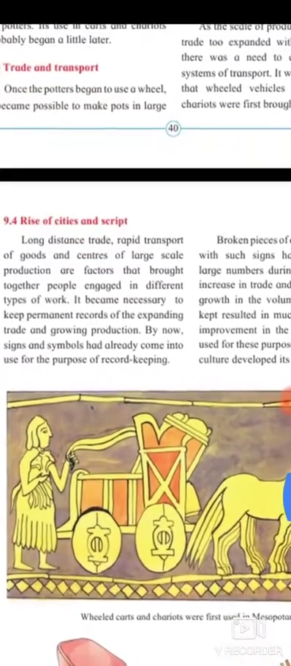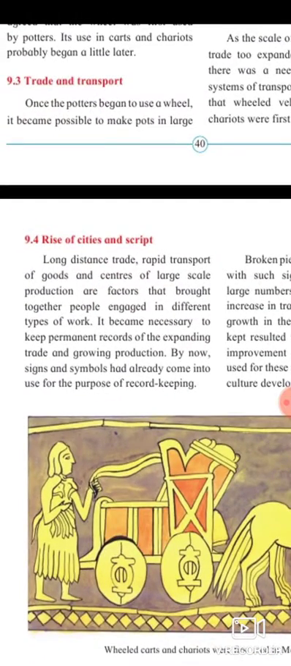9.4 Rise of cities and script. Long distance trade, rapid transport of goods, and centers of large scale production are factors that brought together people engaged in different types of work. It became necessary to keep permanent records of the expanding trade and growing production. By now, signs and symbols had already come into use for the purpose of record keeping.